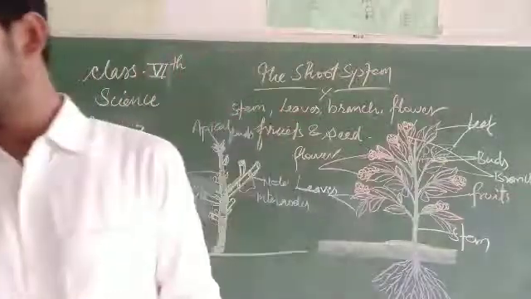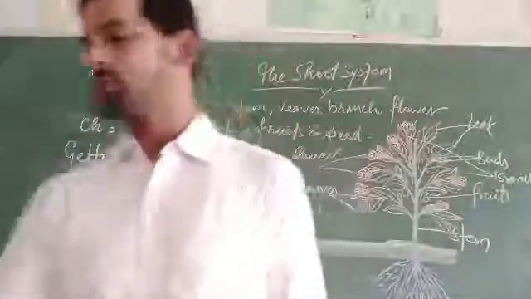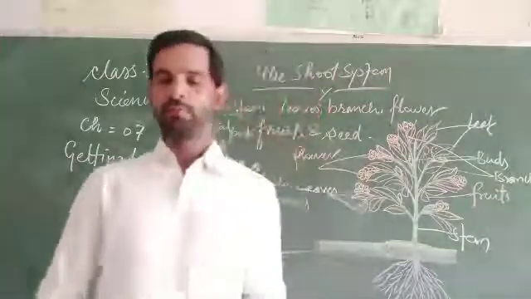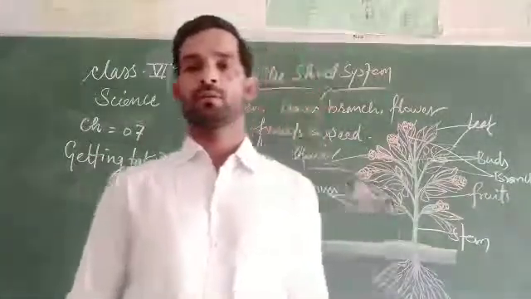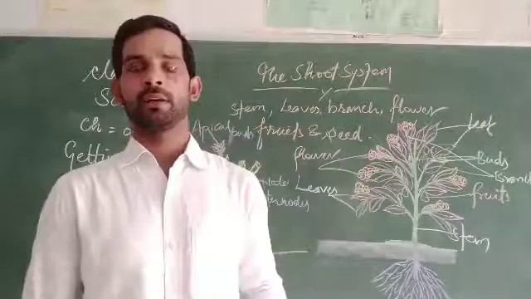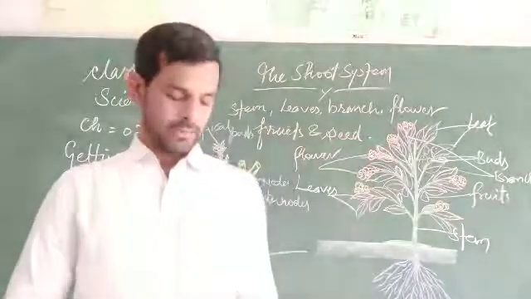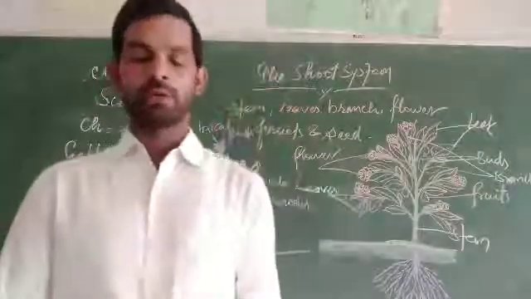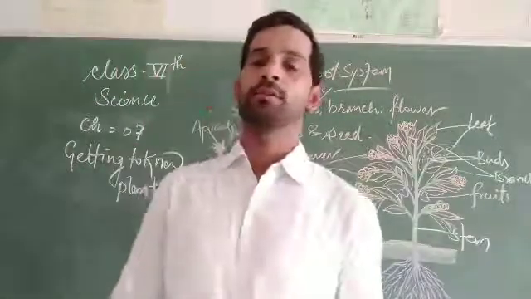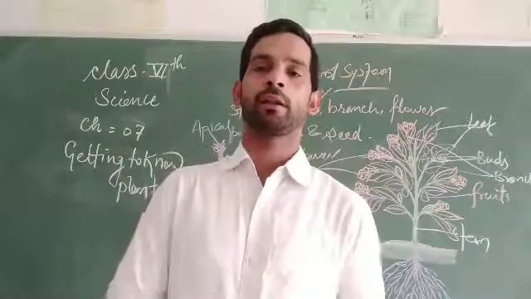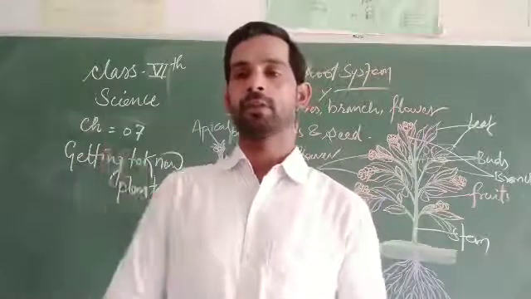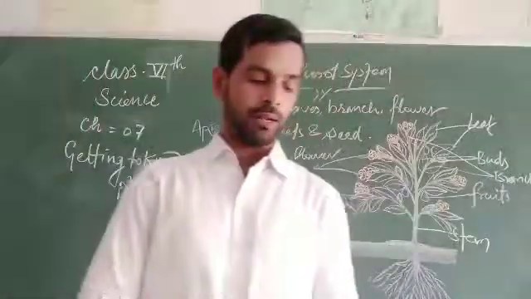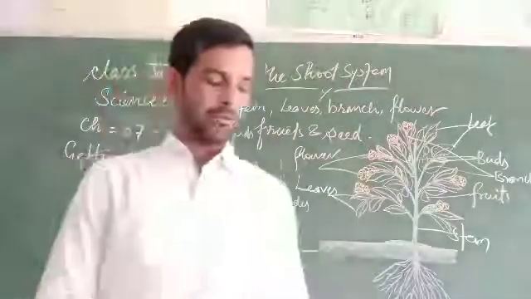So what are nodes actually? The point at which the branches may arise is called a node. Internode: where two nodes are connected to one another, the part of the stem between two successive nodes is called the internode. Apical bud is the bud shown at the upper part of the plant, the aerial part lying at the top of the plant. That is called the apical bud.